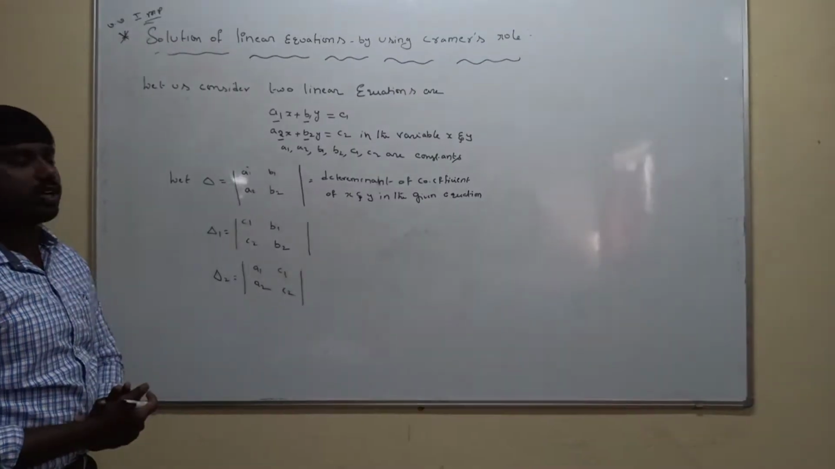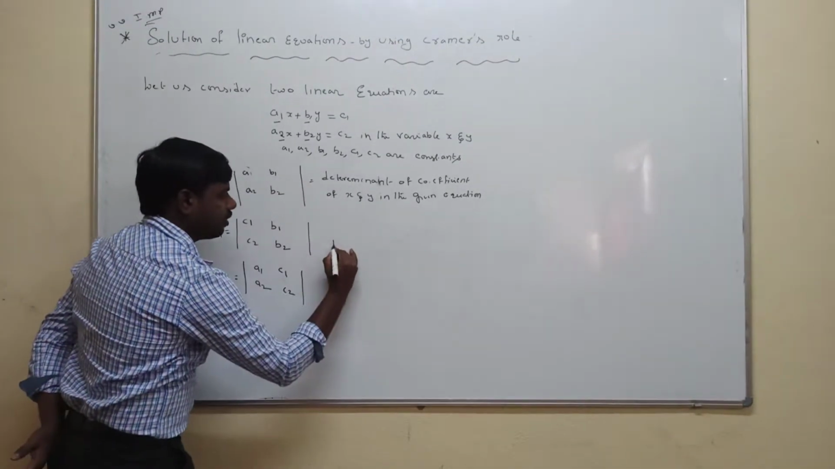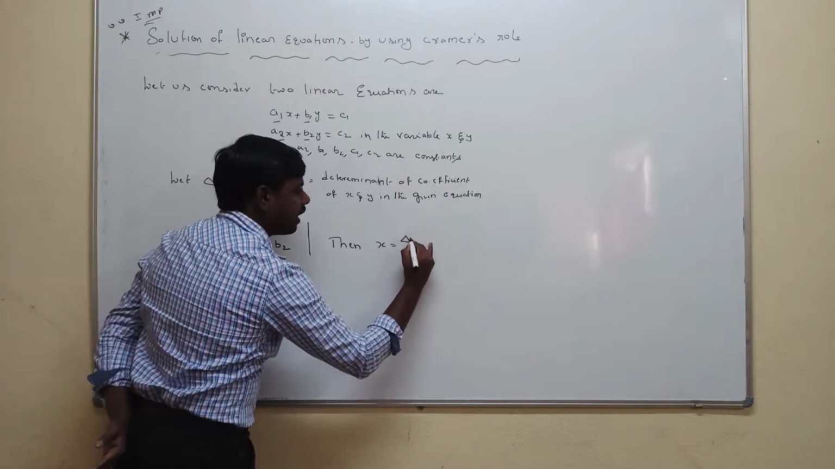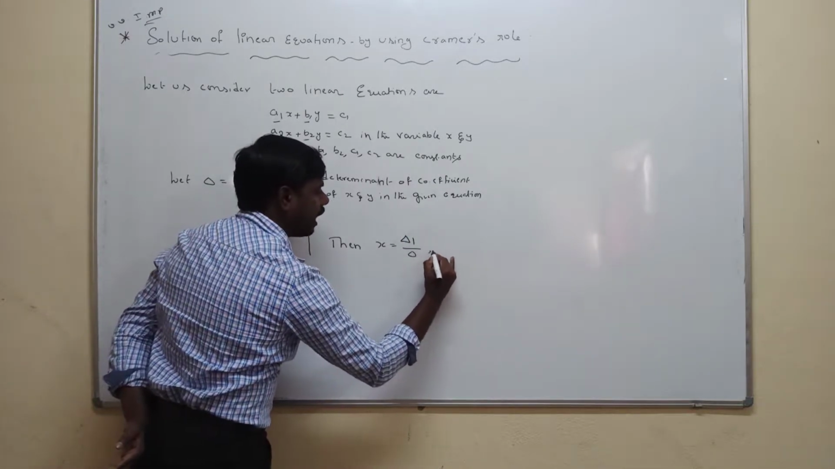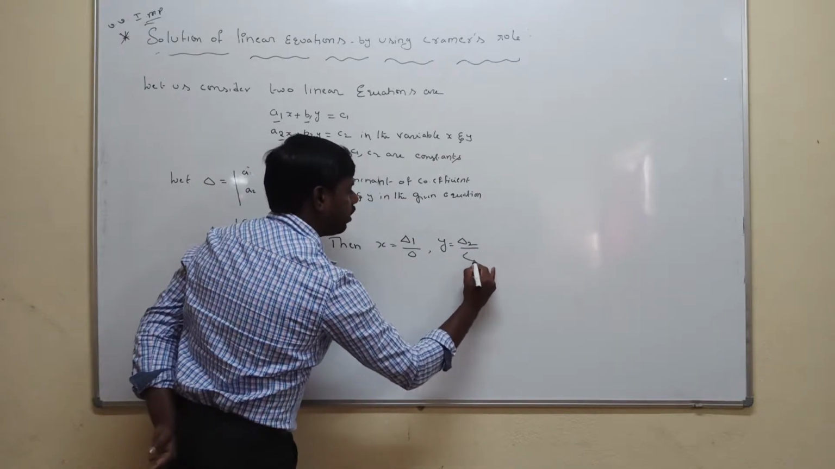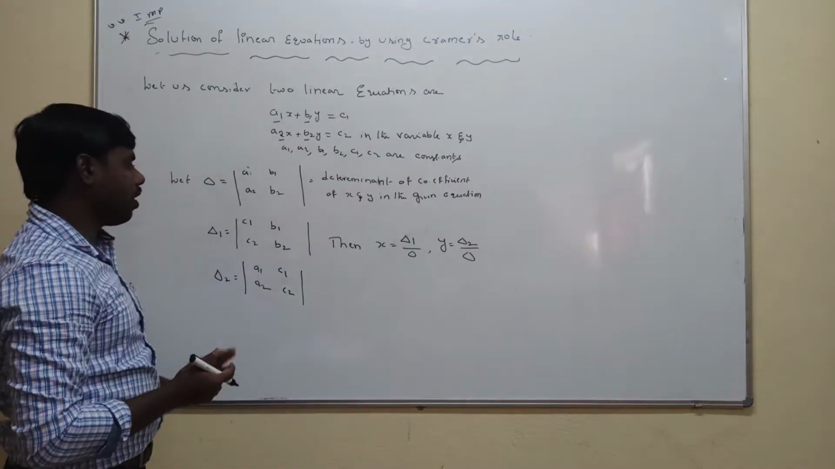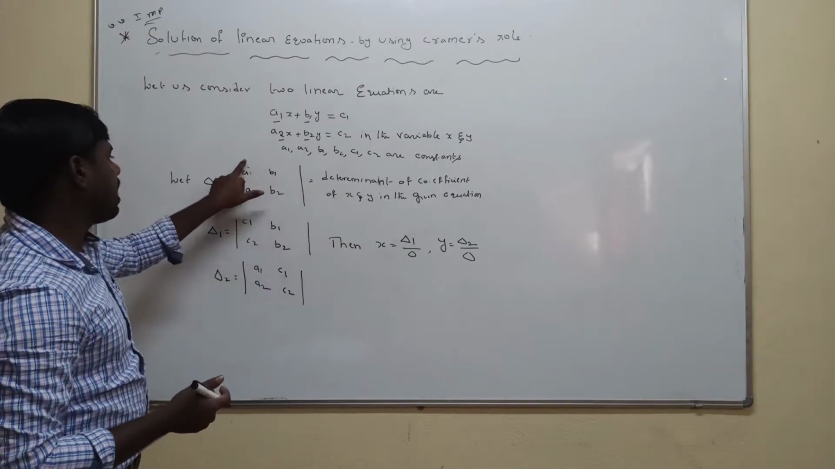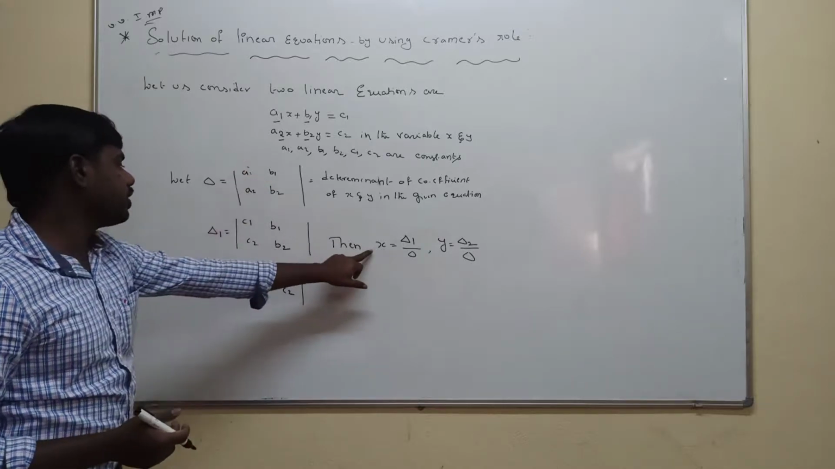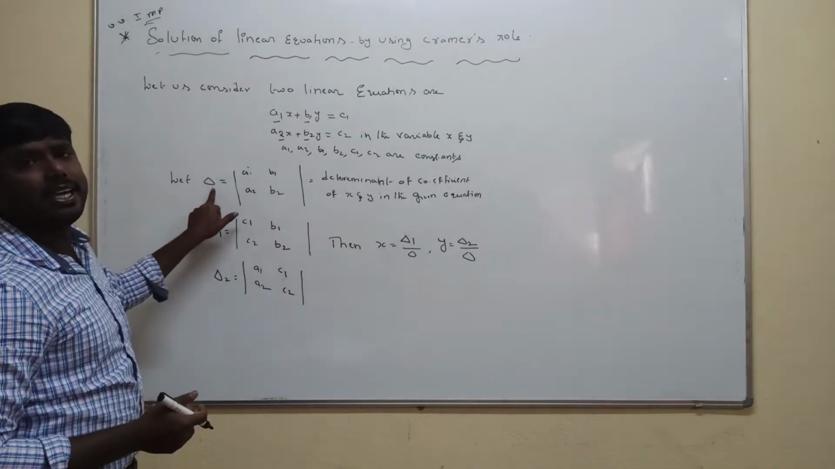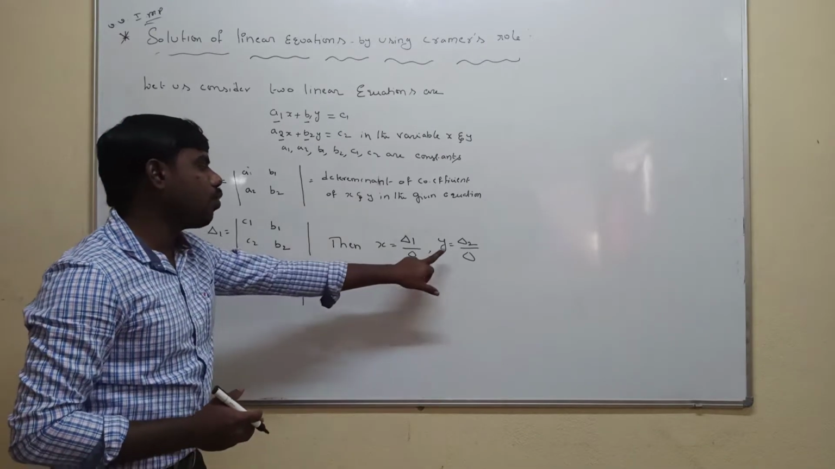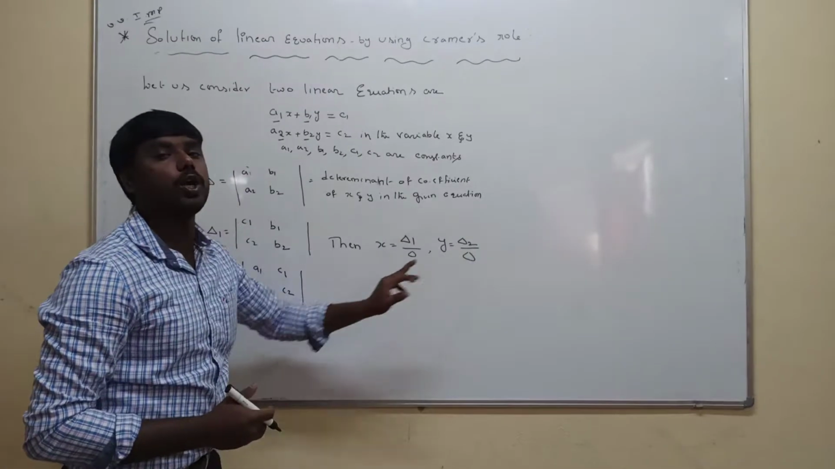To find the x and y values, finally you can calculate x is equal to delta 1 by delta, and y is equal to delta 2 by delta. Because x values A1, A2 are the x coefficient, that's why we take x is equal to delta 1 by delta. How do we find the y value? Y is equal to delta 2 by delta.